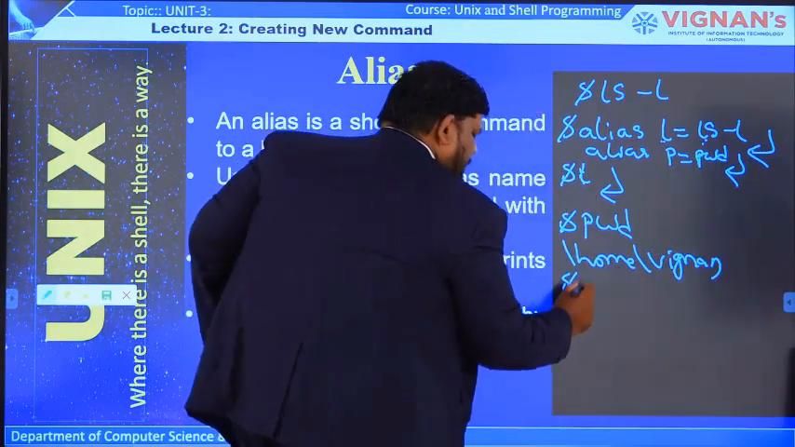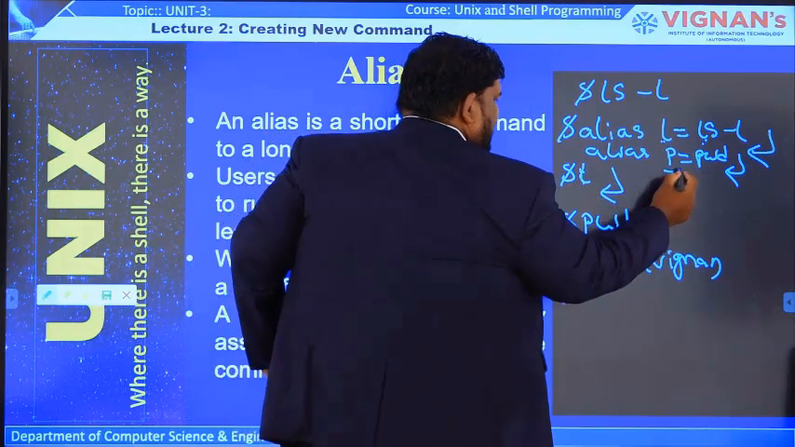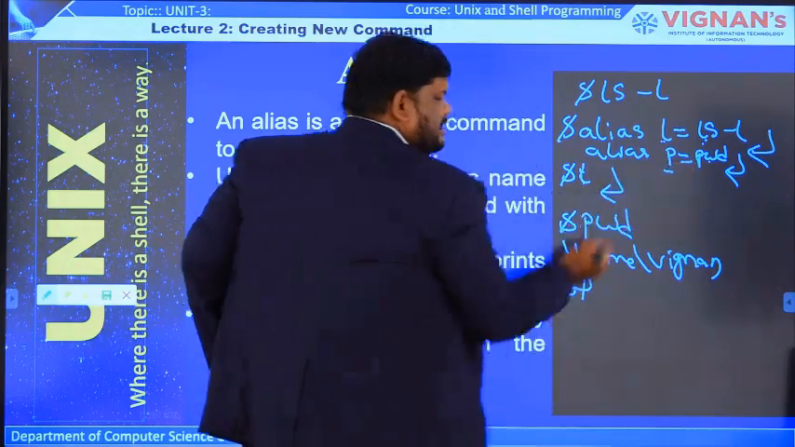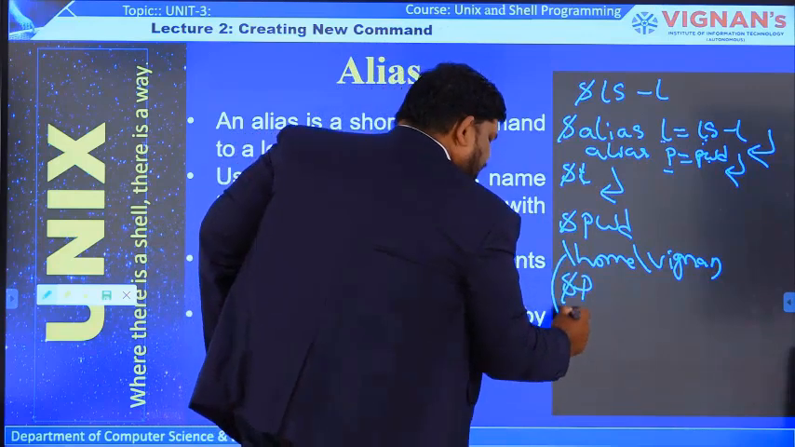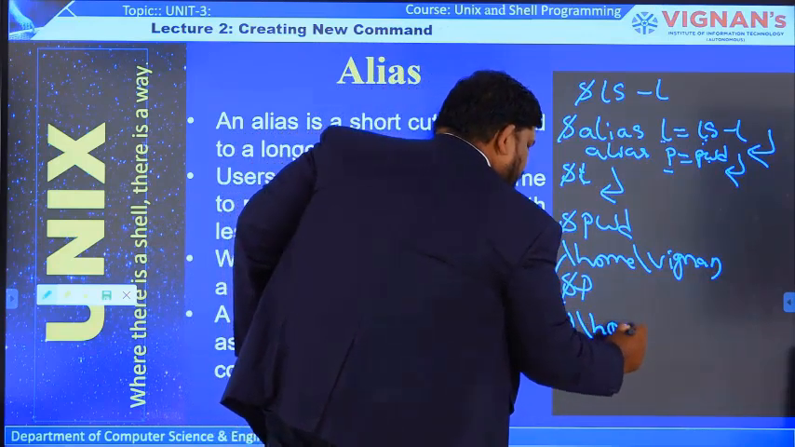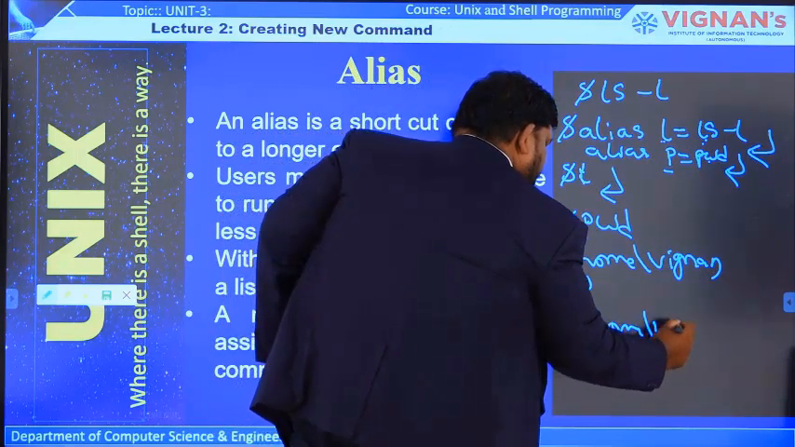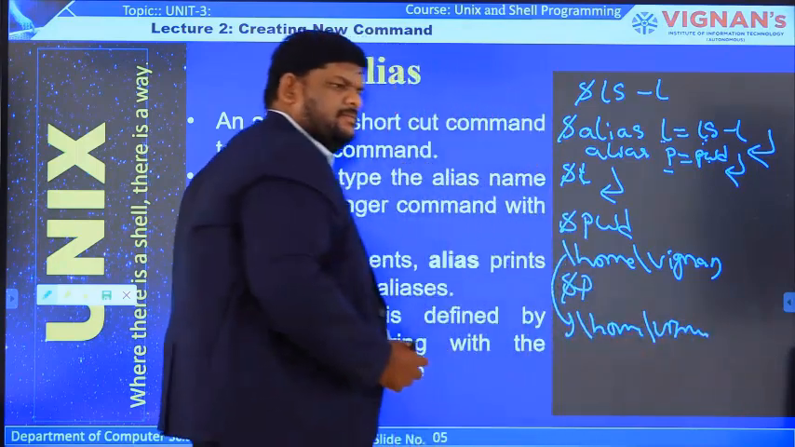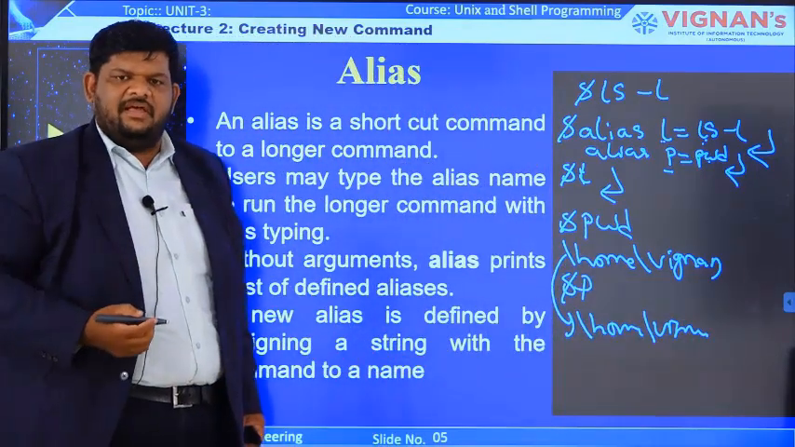If I type small p, because p is nothing but a duplicate of this command, I will get the same output. Like in the root, home is there, in the home, Vignan is there, like that. So in this way we are going to create the alias.